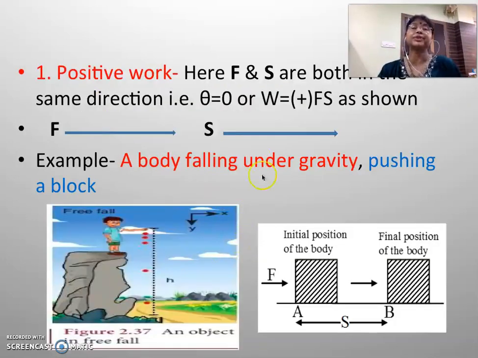First consider positive work. Force and displacement are in the same direction, that is theta is equal to 0. So cos 0 is 1, and W is equal to plus Fs, that is why it is called positive work. Some examples: a boy standing on a rock throws a stone downwards, its weight, the gravitational pull, acts downwards and the displacement is also downwards. So F and S are in the same direction, as in this figure, or pushing a block. These are examples of positive work.